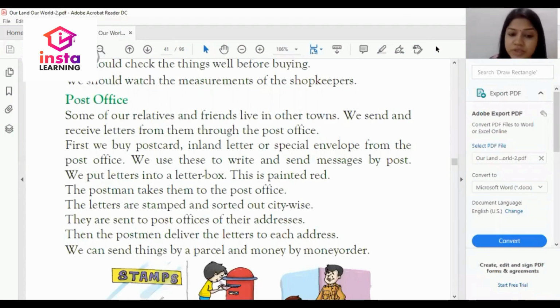We put letters into a letter box. This is painted red. तो बच्चों हम जो लेटर हमने लिखा होता है हम उसे लेटर बॉक्स में डालते हैं.